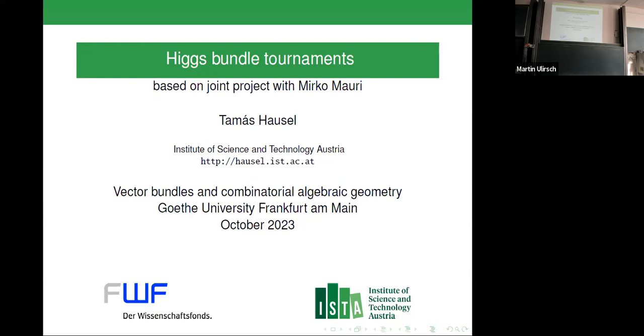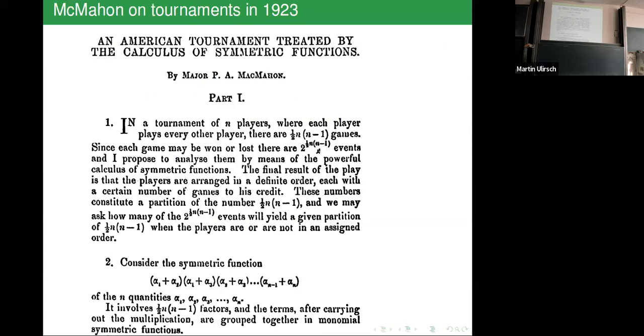So first, let me just start with telling you about these tournaments. You might have seen them or not. They're combinatorial objects, and in fact, the whole mathematical theory started with McMahon, who is talking about the mathematical theory of American tournaments, which maybe we could call round robin.